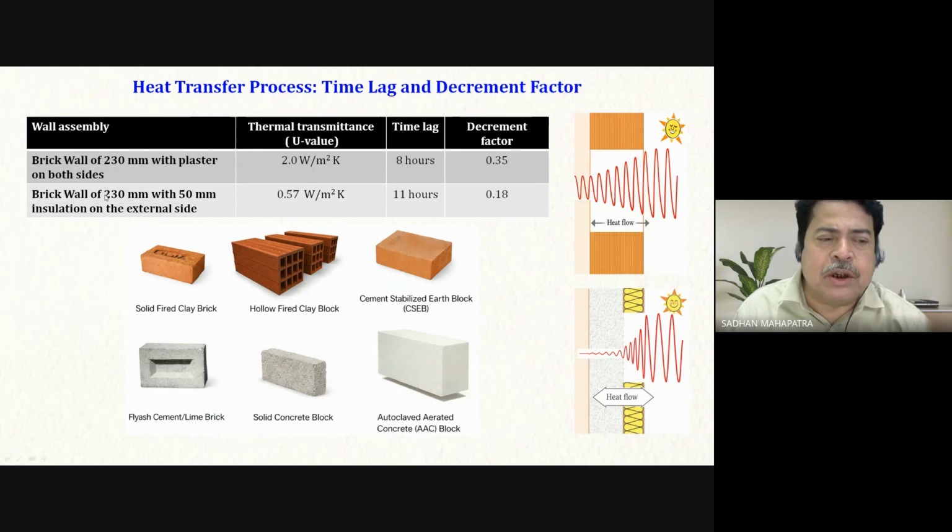Another example is the brick wall of the same 230 mm with 50 mm insulation on the external side. Here you can see we have put in this yellow line. This is the insulation.